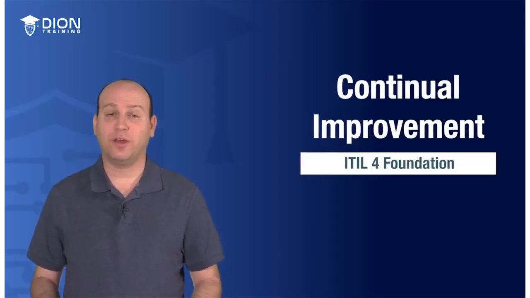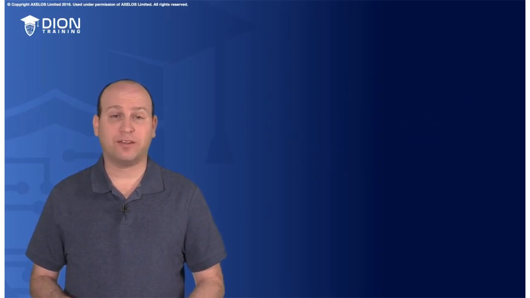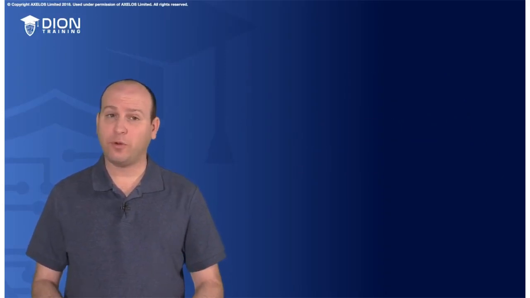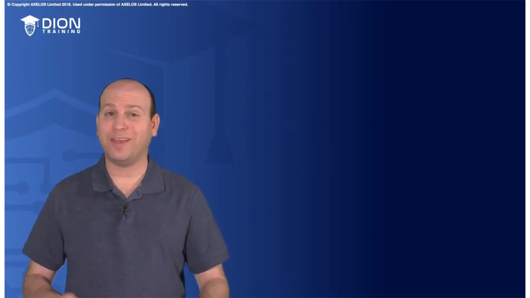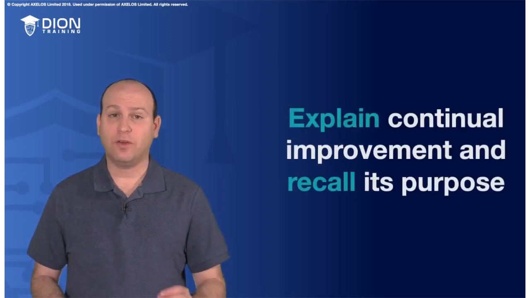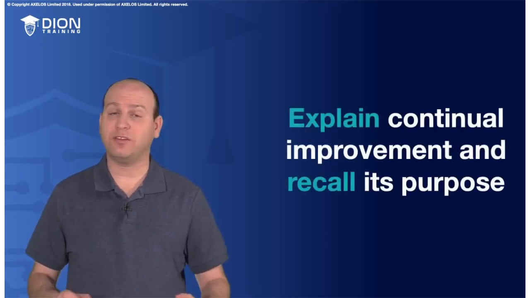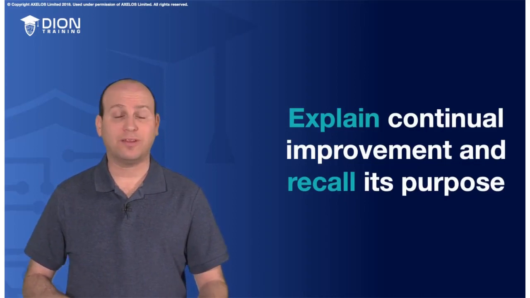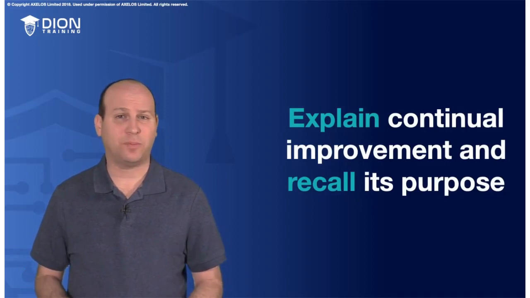Continual improvement. Our first general management practice is continual improvement, and for the exam, this is the one you need to know in depth from this section. For this one, you need to be able to explain continual improvement, what its purpose is, and how it applies throughout the value chain. So when we talk about continual improvement, what exactly is its purpose?